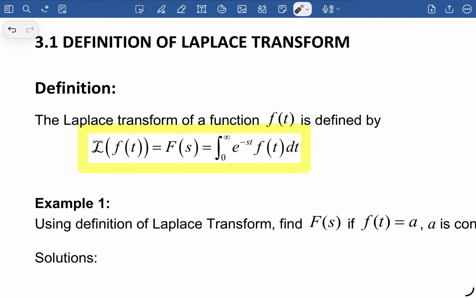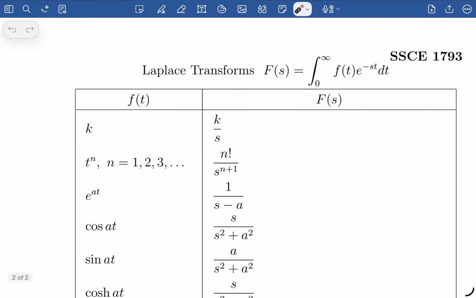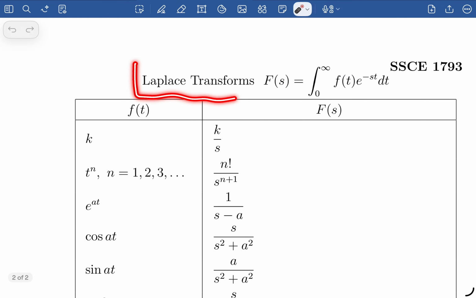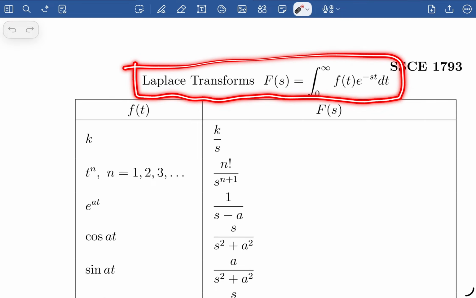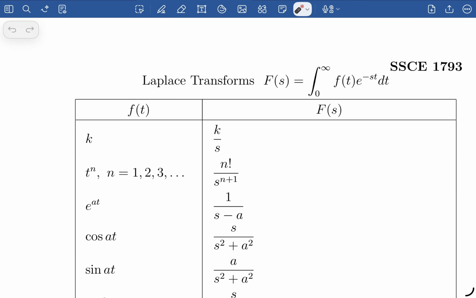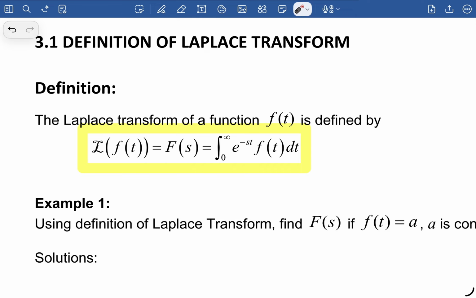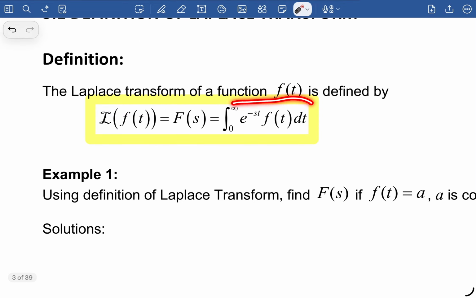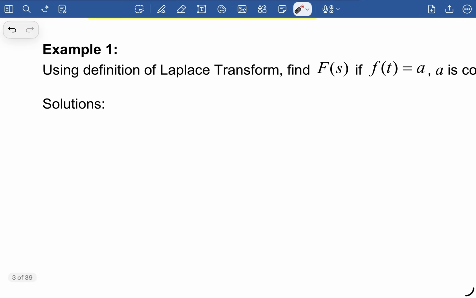So this basic formula is also available in the Laplace table. If you look at this Laplace table, on the top of the table, you are given the definition of the Laplace transform. This is important because in the test or in the exam, sometimes you are asked to use the definition to find the Laplace transformation. So this is what you need to use. You have to use the formula here. How to use the formula? Let's have a look at this example.